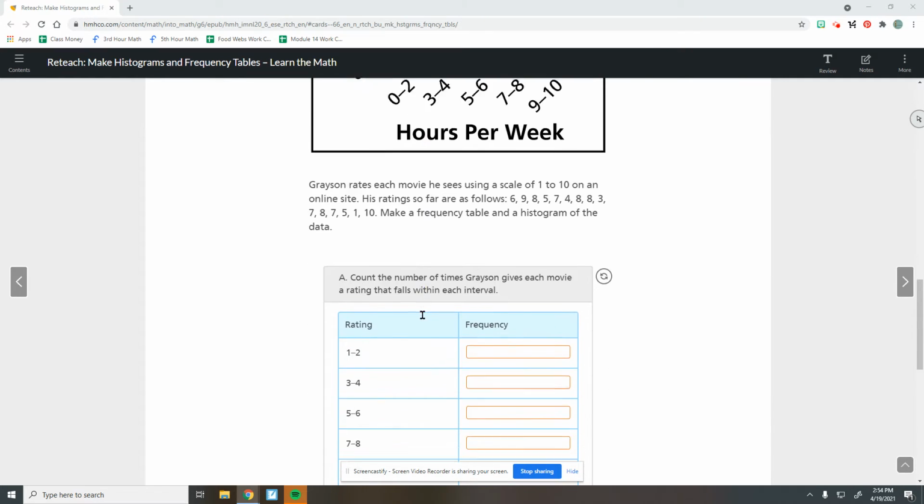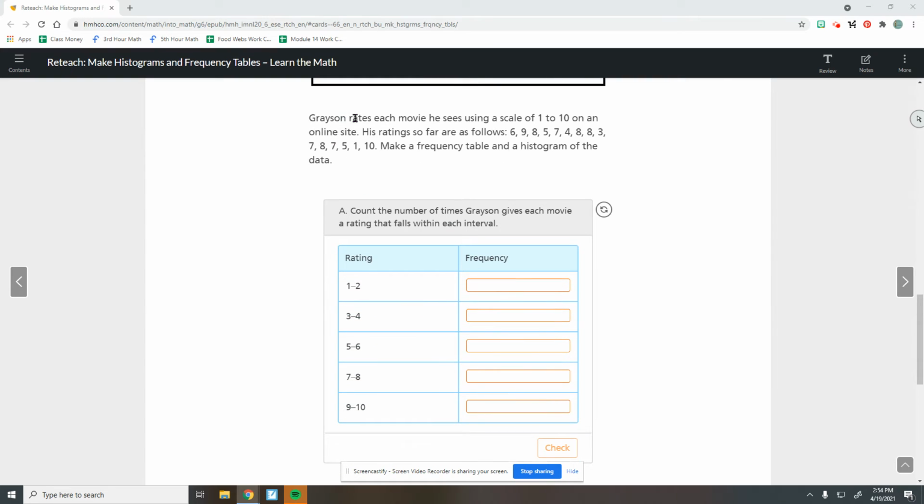Let's try another one here. Grayson rates each movie he sees using a scale of 1 to 10. So we know his range is 1 to 10, which is 10 numbers. Remember, these are not subtraction problems. 1 to 10 has 10 numbers. So we're going to do 5 groups of 2. Usually when you're making a histogram, you want multiple intervals, not just 1 or 2. So they made 1 to 2, 3 to 4, same as last time.